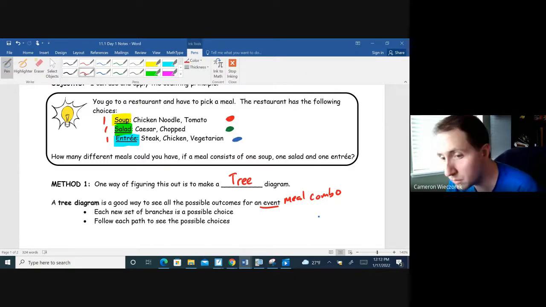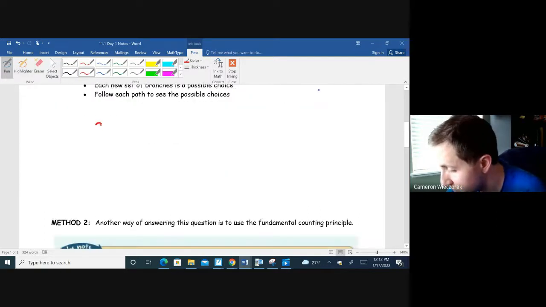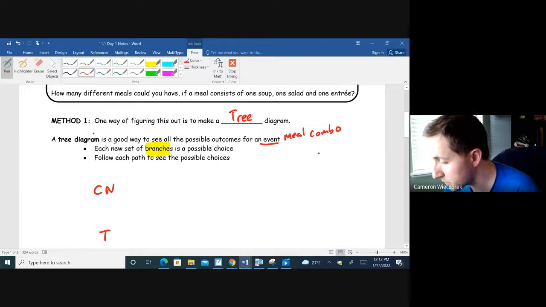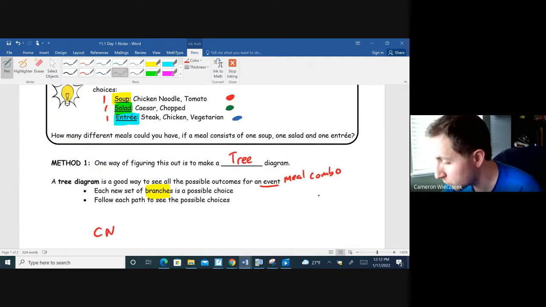For the soup options, I'm just going to label the two different types of soups I can have, chicken noodle and tomato. I'm going to call one of them CN for chicken noodle and one of them T for tomato. And give yourself some space, because the reason it's called a tree diagram is we're going to have some branches coming off of each of those soup options to get us to the next part for salad. Assuming that you pick chicken noodle, the next thing we're going to do is go to salad. What are your salad options?